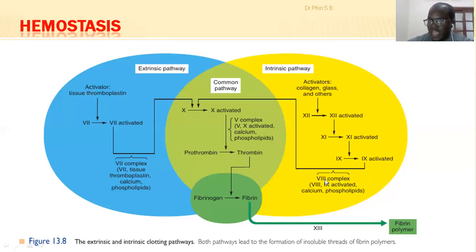So you can see the factor 8 complex is composed of the activated factor 8 itself, factor 9, which is also activated. Then here you also need cofactors like calcium and phospholipids. So this combination of factor 8, factor 9, the activated form, plus calcium and phospholipids, they are called factor 8 complex. And this factor 8 complex is the one that is going to activate factor 10. So from here, it's going to activate now the common pathway.